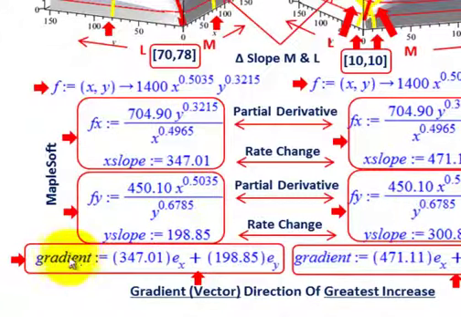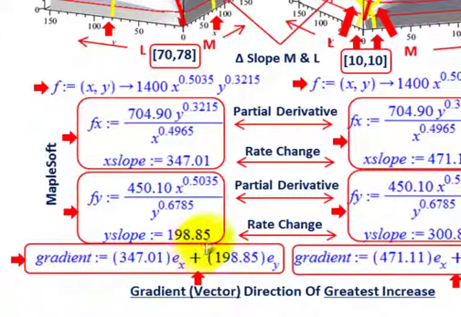But you want to get down to this gradient vector. Just understand the gradient for our output: x, or our material, was the slope 347.01. And then this is a vector; we're going to have to deal with this when we come to our directional derivative. Then we add to it the slope for our labor, 198.85, times some varying amount. So the gradient vector is the key here.